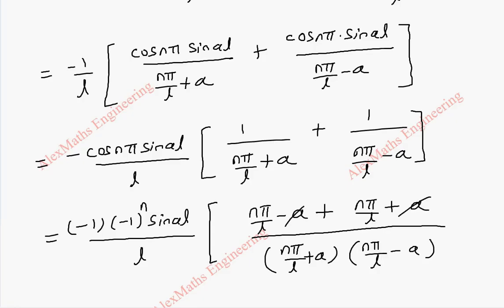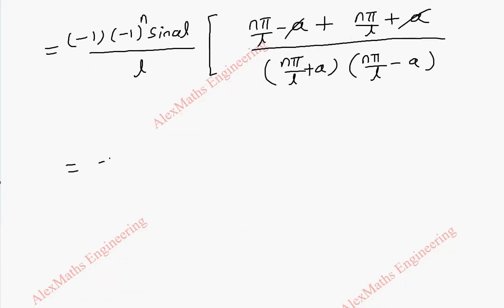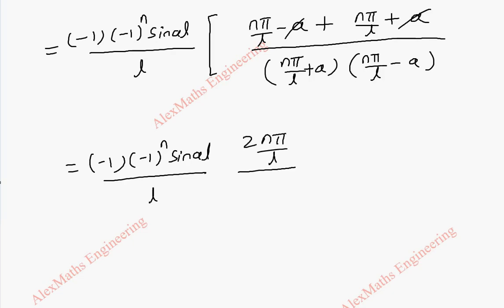After cancelling these two, we get 2n pi by L. So this is minus 1 into minus 1 whole power n. Then we have sine AL whole divided by L. This is 2n pi by L whole division. This is like A plus B into A minus B form. So we can use the identity A square, which is n square pi square by L square minus A square.